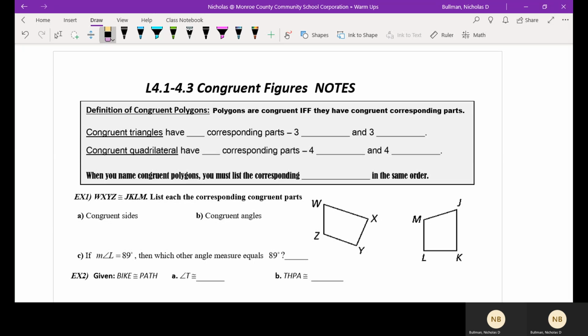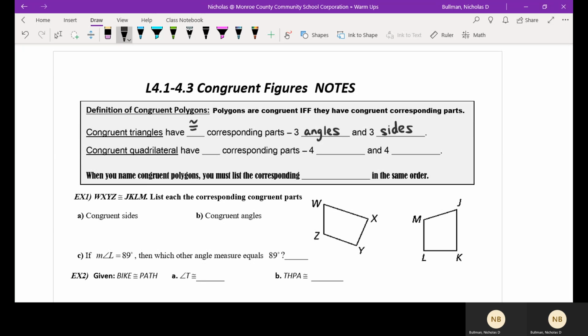So the definition of congruent polygons. Polygons are congruent if and only if they have congruent corresponding parts. Okay, congruent corresponding parts is very, very important. So congruent triangles have congruent corresponding parts. And that means since they're triangles, they should have 3 congruent angles and they should have 3 congruent sides.